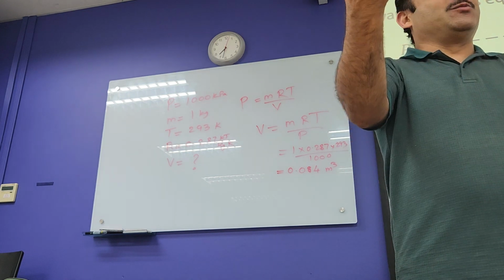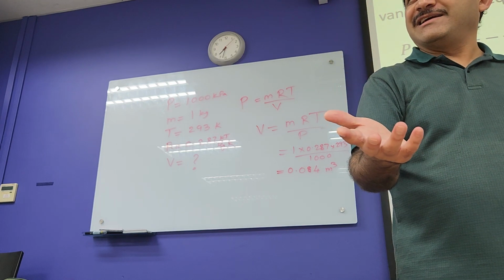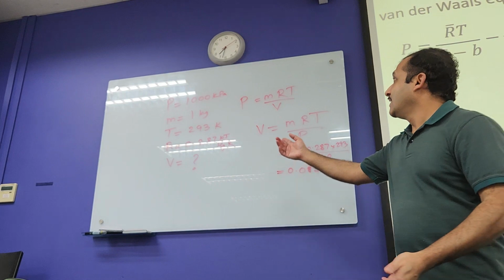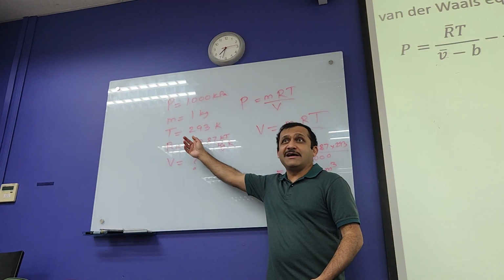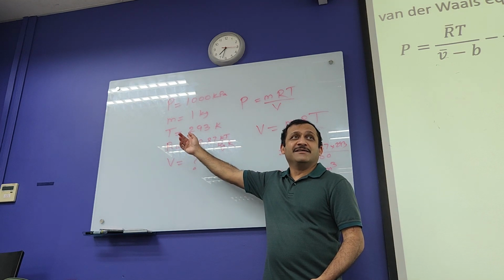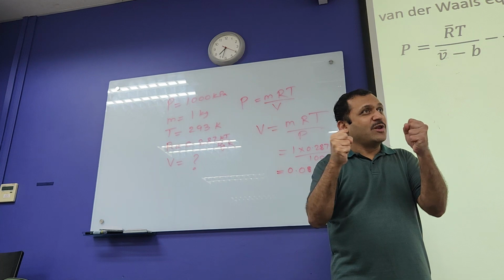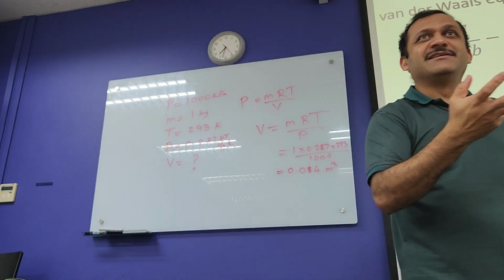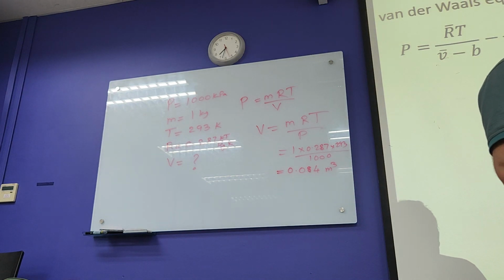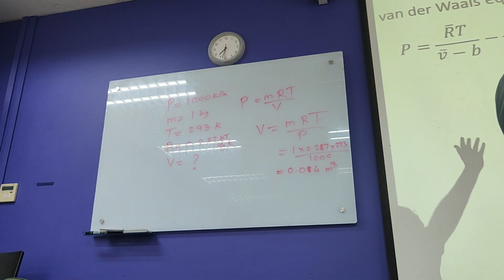Assuming ideal gas. Assuming air behaving as an ideal gas. That will be a mistake. Because pressure is quite high, temperature is not very high. Low temperature means molecules are closer together. High pressure means molecules are closer together. They can start feeling each other. It's not ideal behavior, definitely. And you're using ideal gas.